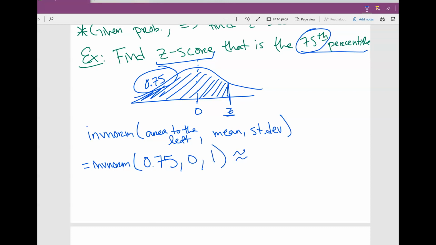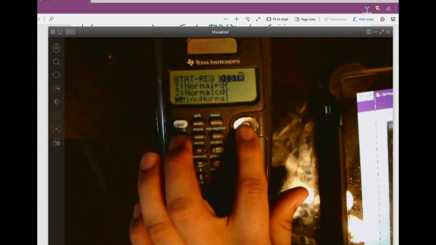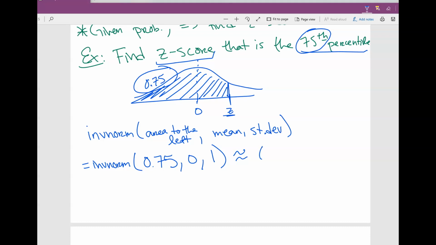To access inverse normal, it's on the sheet, but let's go ahead and do it. We're going to press second data, go to distributions, and then go down to number 3, which is inverse normal. Press enter. Our area to the left is going to be 0.75, our mean is 0, and our sigma equals 1. So our answer is a z-score of about 0.67. So basically this means that z equals 0.67.